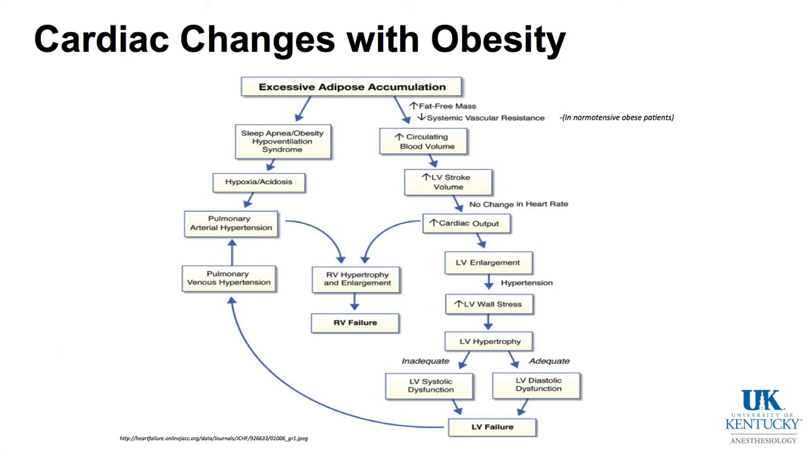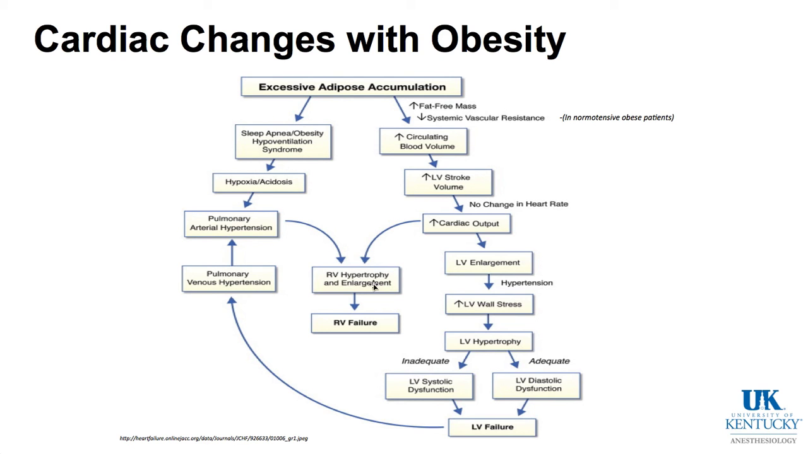Let's go to our first topic, which is cardiac changes with obesity. With excessive adipose accumulation, it is not uncommon to have associated sleep apnea or obesity hypoventilation syndrome. These patients can have hypoxia and acidosis that result in pulmonary arterial hypertension, and that pulmonary arterial hypertension can result in right ventricular hypertrophy and enlargement as it pumps against that resistance. And that is shown on this pathway here to RV hypertrophy and enlargement, one of the problems with obesity.